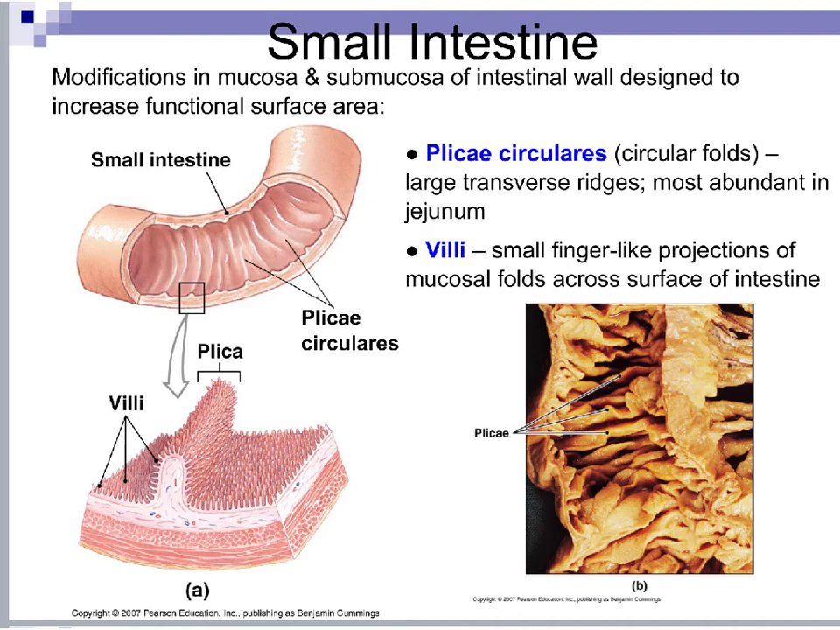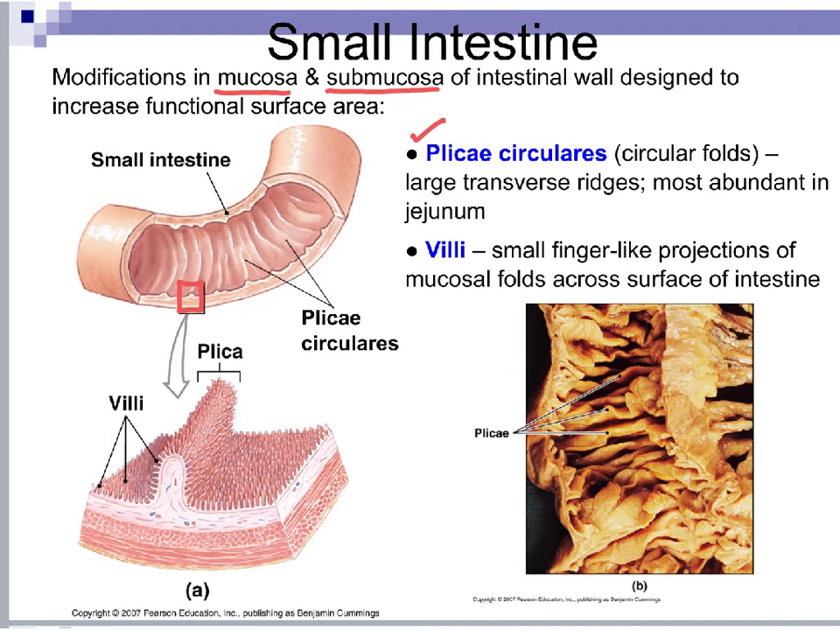Let's look at some of the modifications of the small intestine. Remember that primarily the job of the small intestine is chemical digestion and absorption of nutrients. So we're going to see modifications of the small intestine for that purpose. You'll see modifications both in the mucosa, the innermost layer, as well as in the submucosa, in the wall of the intestines. Both of those are designed to increase the surface area for absorption. So if we were to look at just a small section of the small intestine right here and then magnify that section, you'll see these modifications.